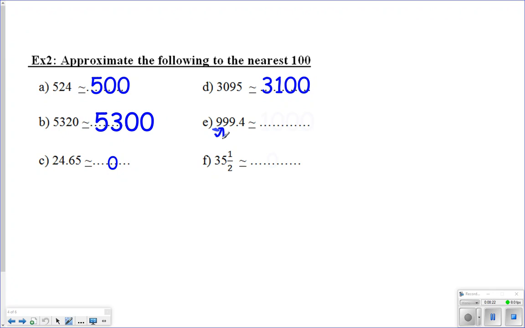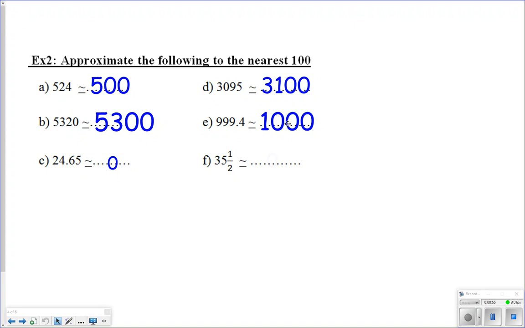While looking right here, we have 9. Is 9 strong or weak? 9 is strong. Strong meaning plus 1. Yes, we will make here plus 1. 9 plus 1 equals 10. Excellent. So this 9 will become 10, and this 9 will be 0, and this 9 will be 0. So our answer will be 1,000. While approximating 999.4 to the nearest 100, the answer will be 1,000.